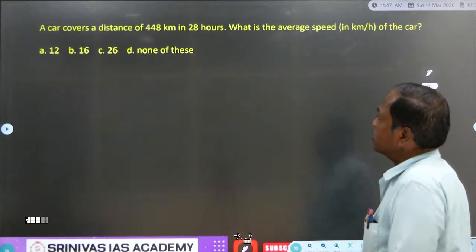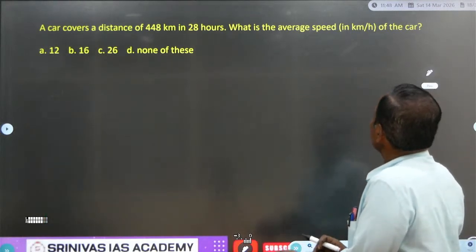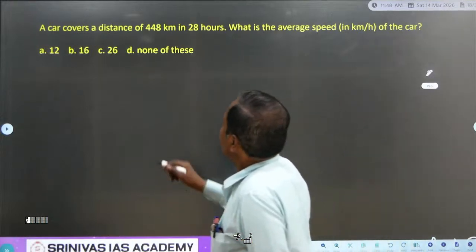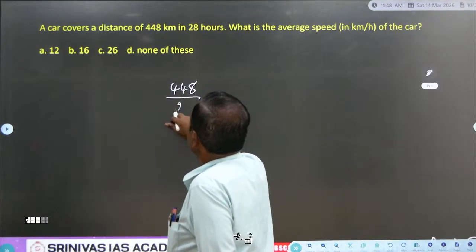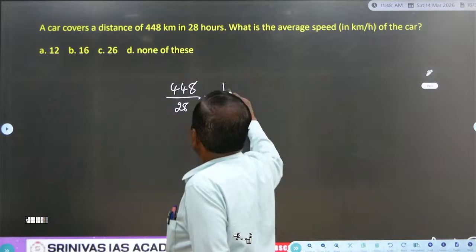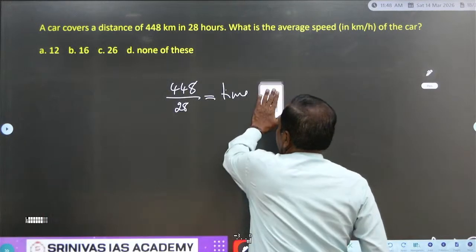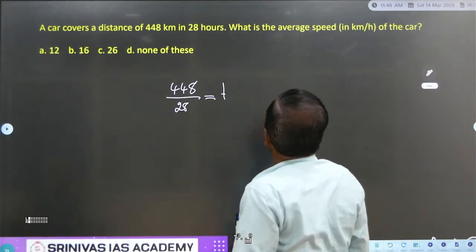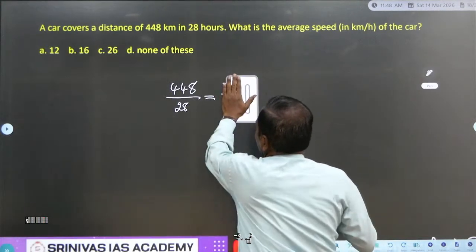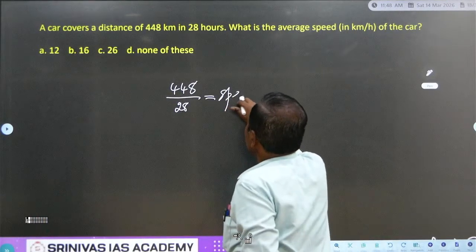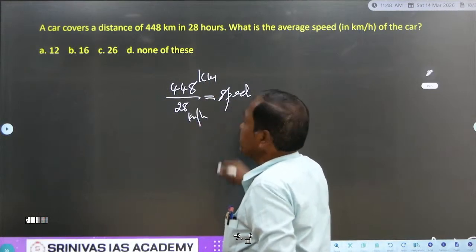Next, a car covers a distance of 448 kilometers in 28 hours. What is the average speed of the car? The total distance is 448 in 28 hours. The time is given, and speed is unknown. What is the speed in kilometers per hour? You will get the speed in kilometers per hour only.